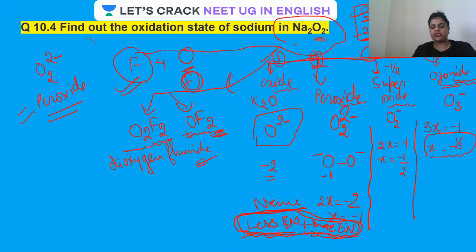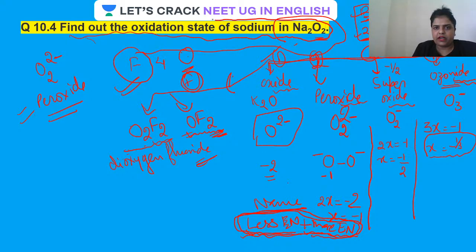So "ide" is given to fluorine, not to oxygen, because in comparison to oxygen and fluorine, fluorine is more electronegative. Now look at the screen, guys. In this question, find out the oxidation state of sodium in Na2O2.